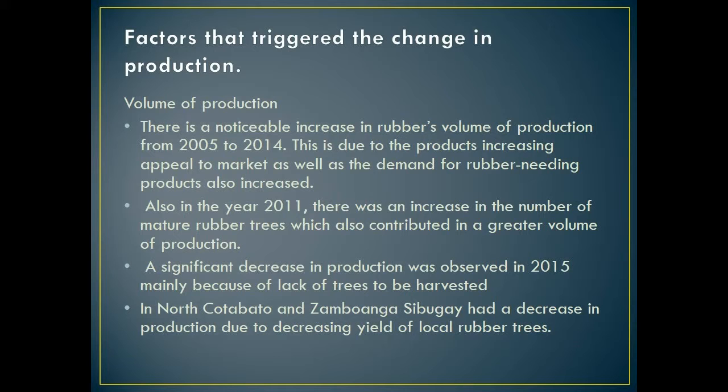A significant decrease in production was observed in 2015 mainly because of a lack of trees to be harvested. North Cotabato and Zamboanga Sibugay had a decrease in production due to the decreasing yield of local rubber trees.